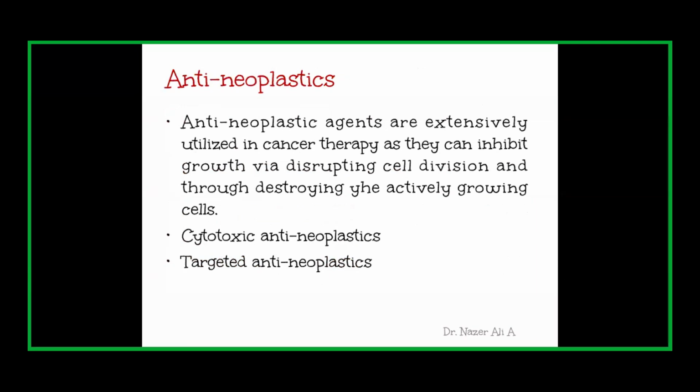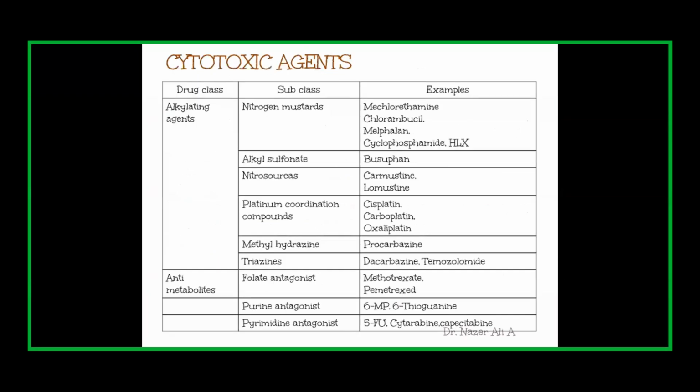So coming to anti-neoplastic agents, you all know anti-neoplastic agents are used in the treatment of cancer. They can inhibit the growth either by disrupting the cell division or by destroying the actively growing cell, which is cytotoxic, or else it will inhibit the cell division, so further progression can be inhibited. In that we have cytotoxic neoplastics and targeted neoplastics. Under the cytotoxic only we will have the chemotherapy, everything. Okay, so now coming to the cytotoxic agents, all these agents kill the cancer cell.